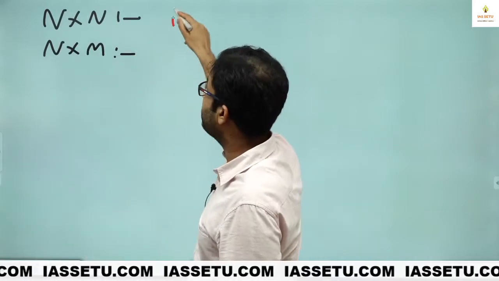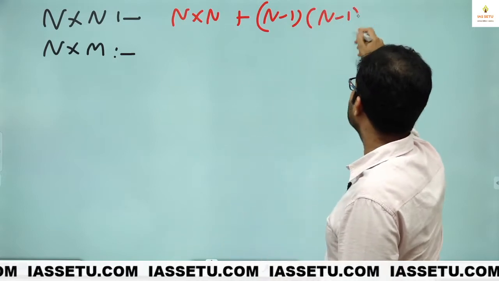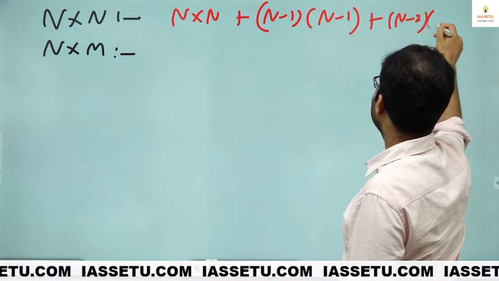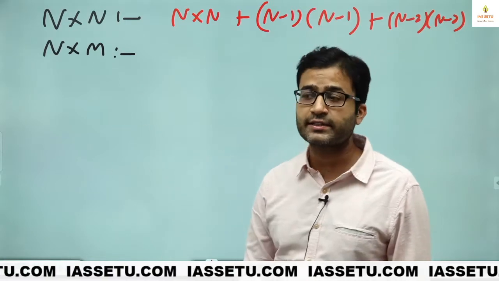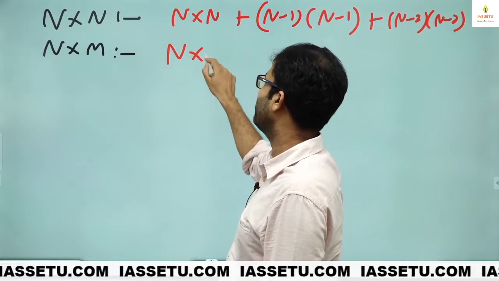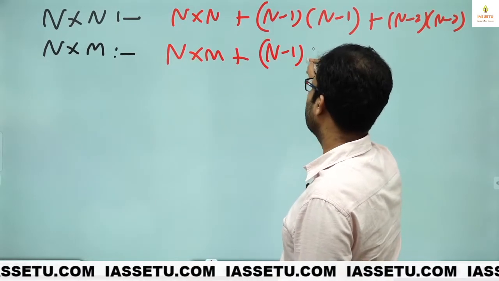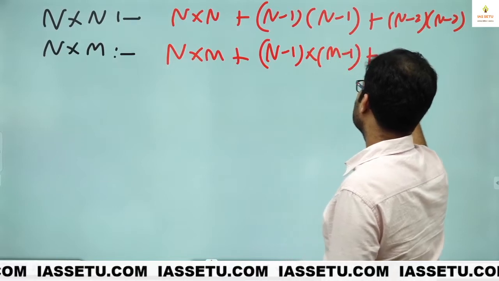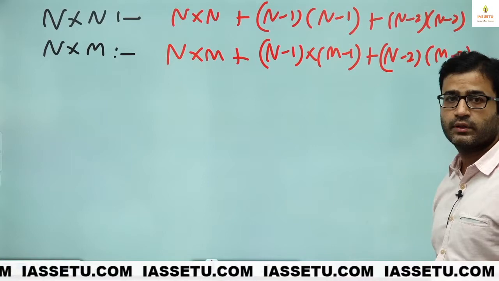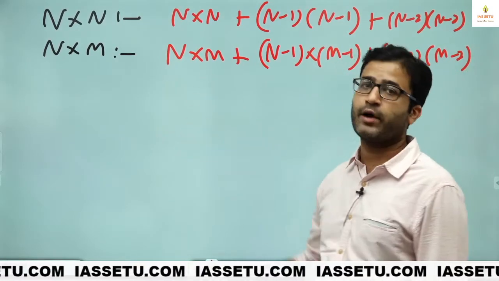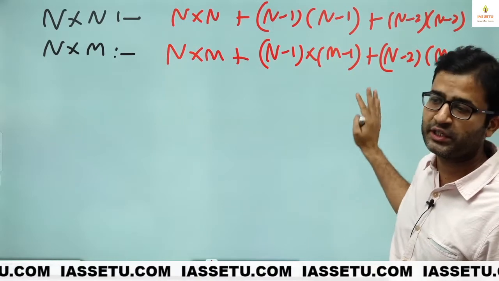So here earlier it was n into n plus n minus 1 into n minus 1 plus n minus 2 into n minus 2 and so on. Now here it is easy. Now it is n into m. So keep on subtracting 1, 1. This is n minus 1 into m minus 1 plus n minus 2 into m minus 2 and so on. So now you have to start with n into m. The moment one number becomes 0, you stop, because 0 into something is 0.